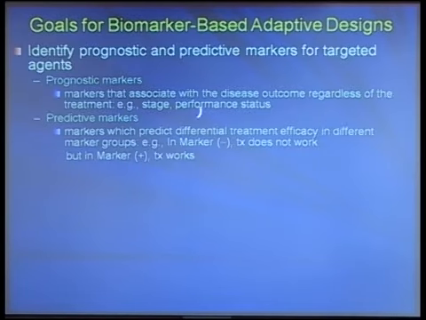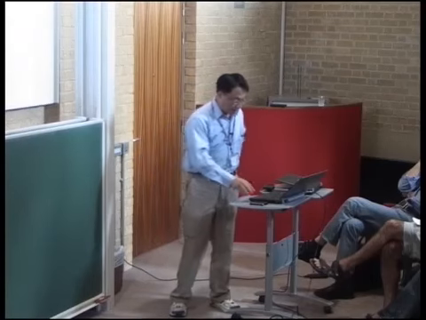First is to identify prognostic and predictive markers for targeted agents. Prognostic markers are markers that can predict the outcome regardless of what treatment you give to the patients, for example, performance status, stage, etc. A predictive marker, on the other hand, is associated with a particular treatment, a marker that can predict the outcome of that treatment. So that's the first goal, to identify markers.